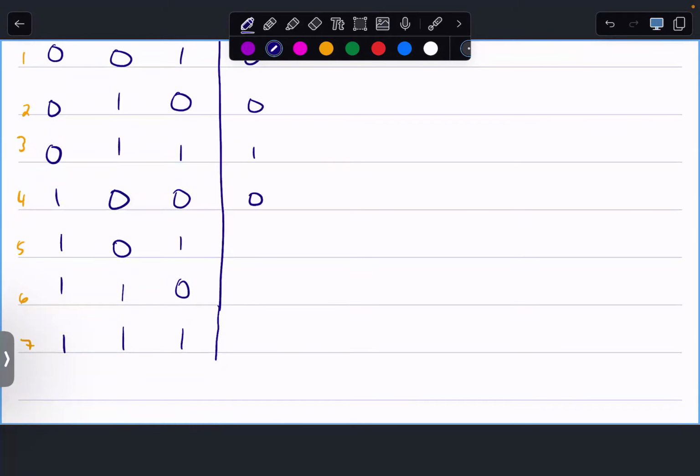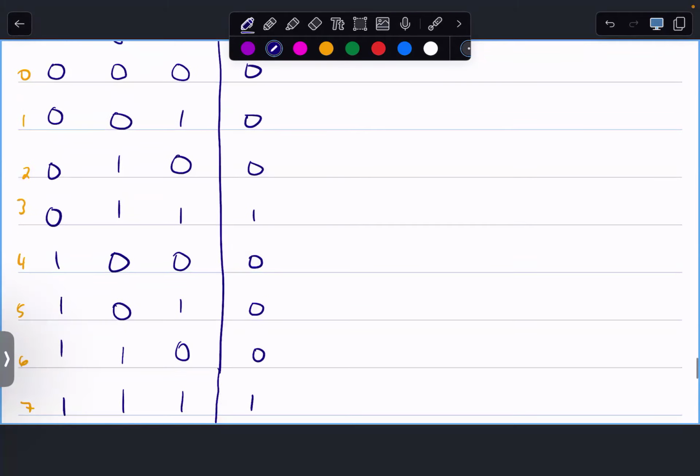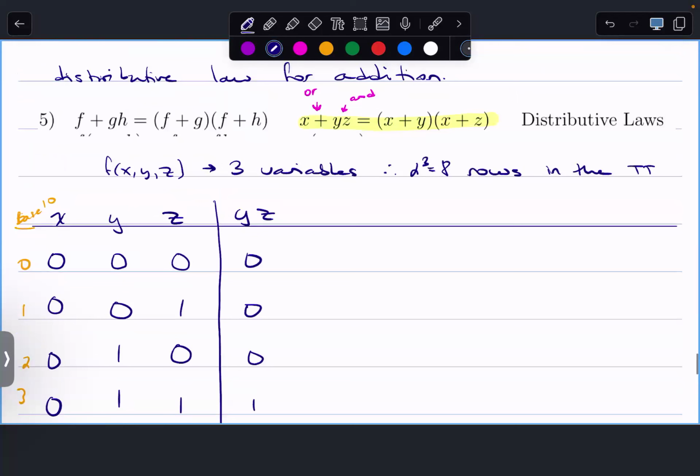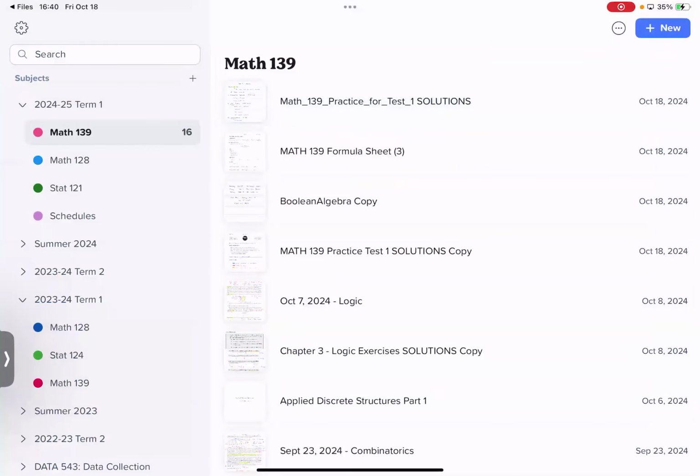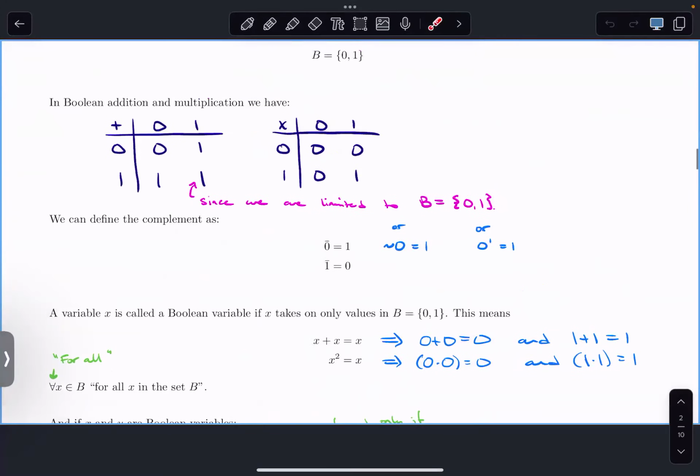0 times 0 is 0. 0 times 1 is 0. 1 times 0 is 0. 1 times 1 is 1. You do x plus y times z. So now I'm looking at this column here and I'm adding it to y times z. And let's see here, just because I'm second guessing.